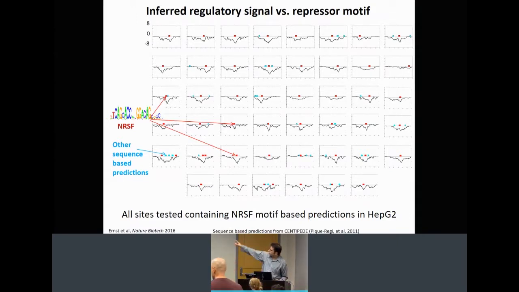And you can see that there's a dip where that regulatory motif is, in many cases quite a strong dip. And again, this method is making this inference without any knowledge of the DNA sequence or of where the regulatory sites are. It lines up quite well there.